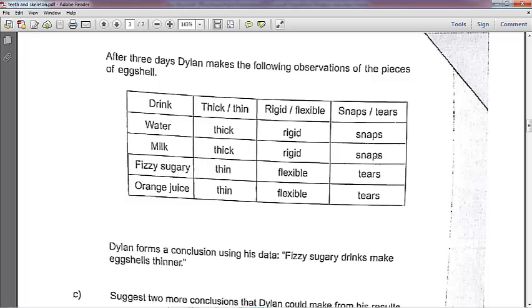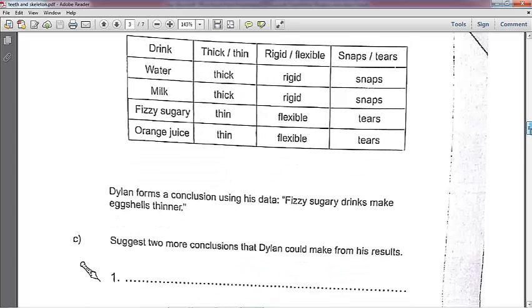Milk, thick, rigid, and snaps. Fizzy, sugary drink, oh, the eggshell becomes thin. Flexible, I can bend it easily. Tears, I can tear it. I can cut it easily into pieces. In case of orange juice, thin, flexible, tears.